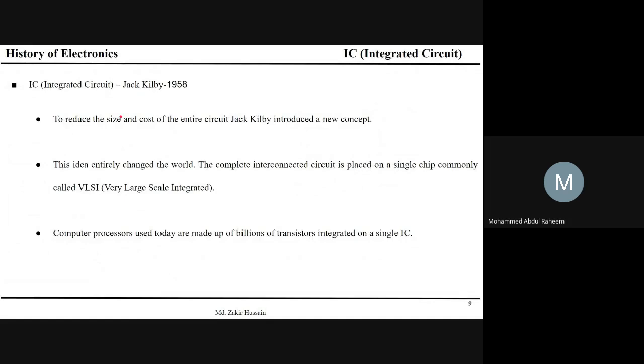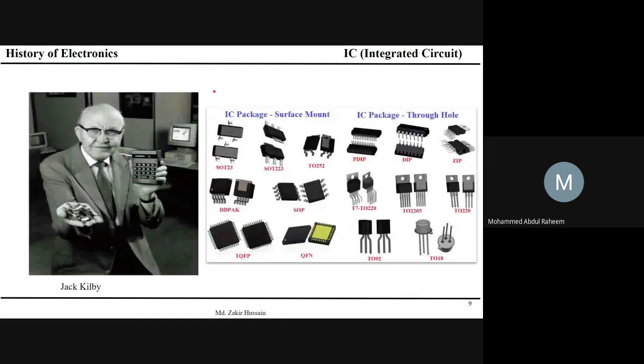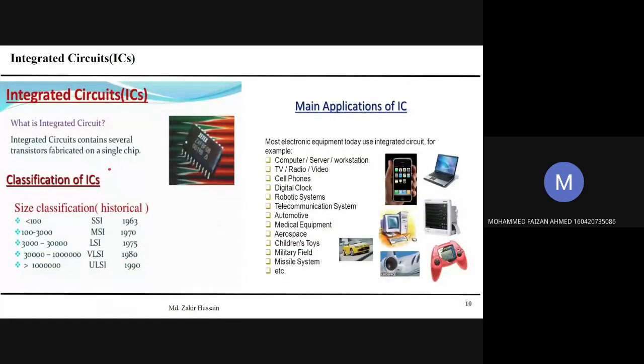In the year 1958, this Jack Kilby introduced these ICs, integrated circuits, on the right-hand side of what you see. On the left-hand side, this is the guy that you see. So there are various applications.